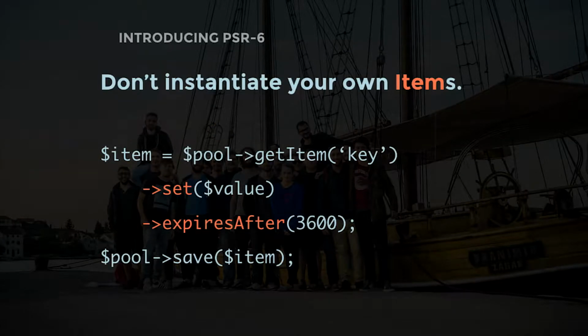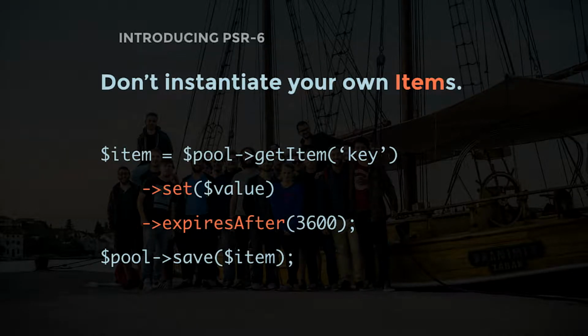So you can set the value, you can set the expiration date or expiration time. Expires after or expires at, whatever you want to use. But what you should remember is that you never have to create your own item object. You always query the pool for an item. It will give you the item with the key and the value and the isHit all stored in the item object. You can then change that and save it back into the store. Is that clear? Never make your own items.